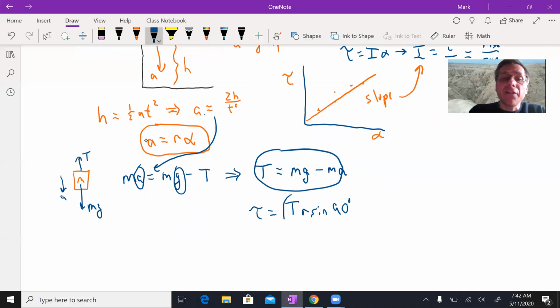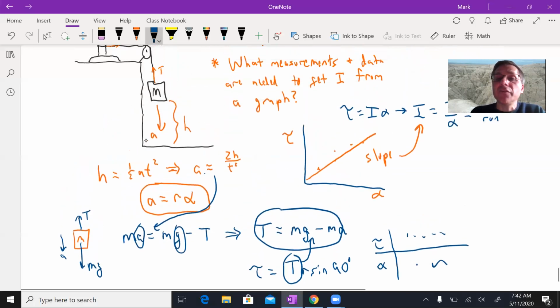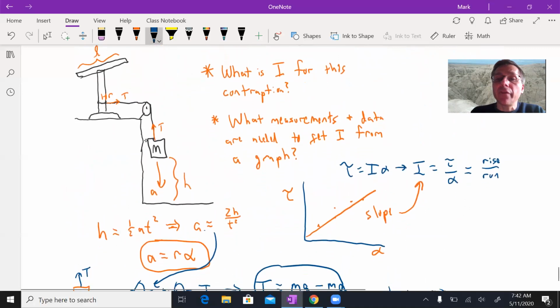We know the tension value once we know that linear acceleration, and we've used Newton's laws. So we could go ahead and make a table of all this stuff, where we've got these torque values based on our measurements, and we have the alpha values based on measurements. We'll have some number of points there. We can make this graph, and the slope of that graph will be the moment of inertia of that contraption.